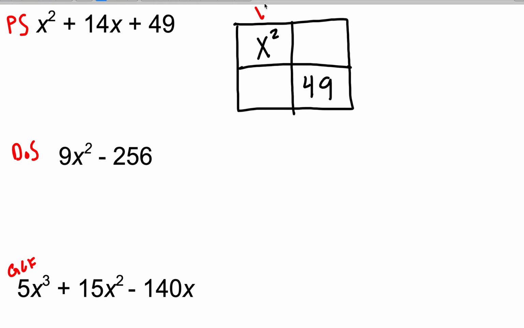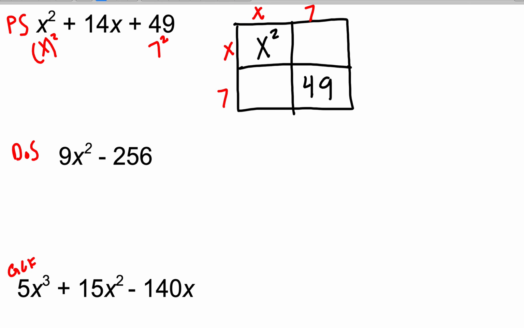So this becomes an x, this becomes an x, so I get x squared. And now I need to get 49. What I notice is that, first of all, 49 is a perfect square. 49 is 7 squared. This is x squared. And also I notice that when I do 7 times 2, I get 14. So let's try 7 and see what happens.